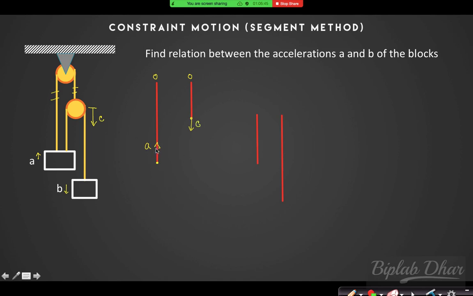Yes, sir. What will I write, can you tell me? Minus A plus C is equal to 0, so C is equal to A. So the equation is minus A plus 0 plus C. Good. Now come to the second part of the string.